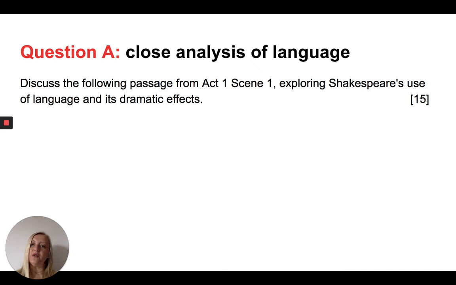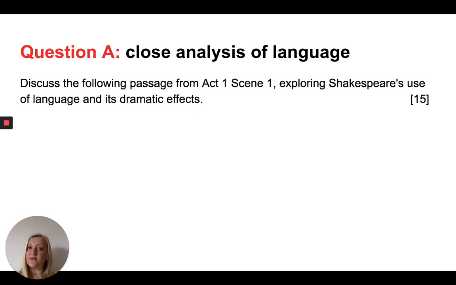Okay, so what we're going to do now is a little bit of work on close analysis of language. This is the question that you get for part A of the exam. It never changes except for the focus. Discuss the following passage from, and obviously that will change, Act 1, Scene 1, exploring Shakespeare's use of language and its dramatic effects. I've even put on there that it's worth 15 marks, and you would spend no more than 40 minutes on this.